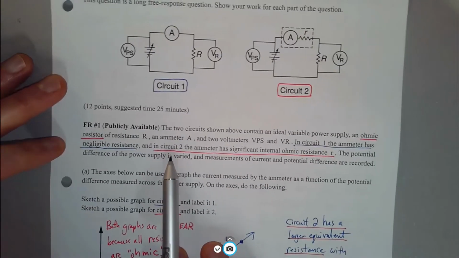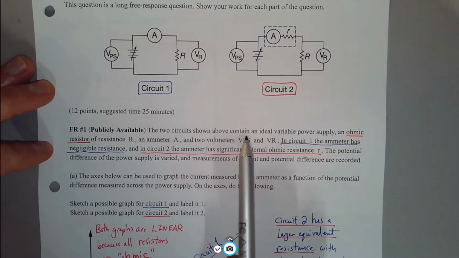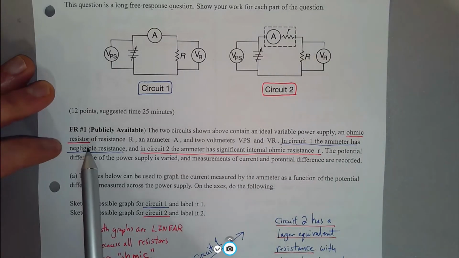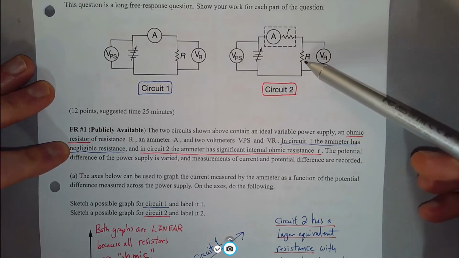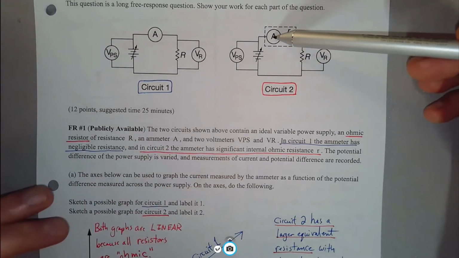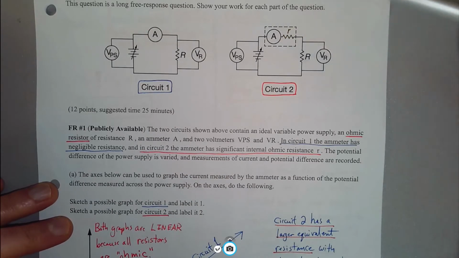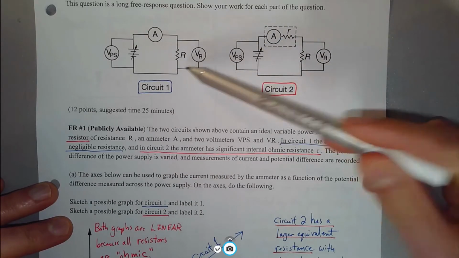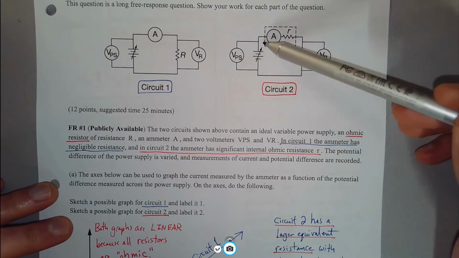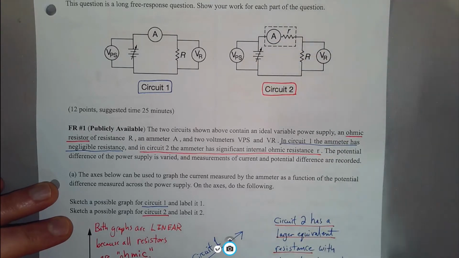So they give us two circuits here. It says, the two circuits shown above contain an ideal variable power supply, right there, an ohmic resistor of resistance R, an ammeter A, and two voltmeters, VPS and VPR. So this is the voltage across this resistor, and this is the voltmeter across the battery, the power supply. That's what PS stands for.